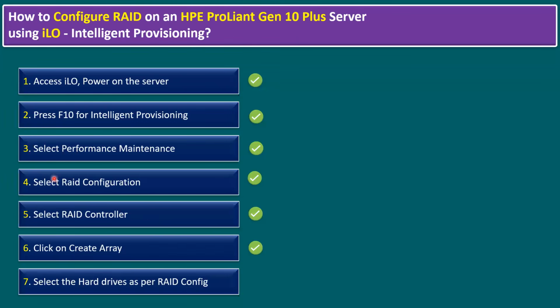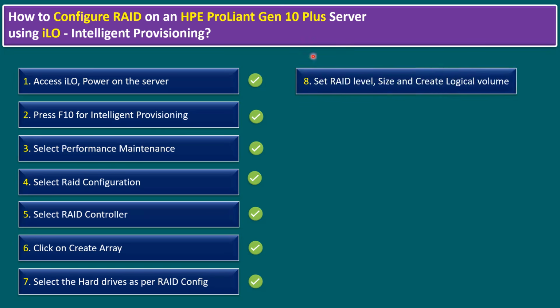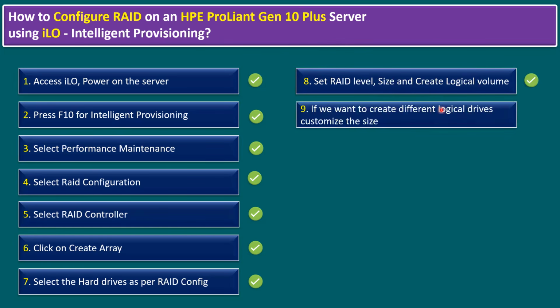The same steps I highlighted in our slide. See, select the hard drives as per RAID configuration. We already decided to configure RAID 0, sorry, RAID 1 and RAID 5. I showed you how to configure RAID 1 and how to configure RAID 5. So this seventh step is completed. And the eighth step, select RAID level size, create logical volume. This one also, the optimal size only we selected. And if you want to create different logical drives, we already created a different logical drive, logical drive 2.